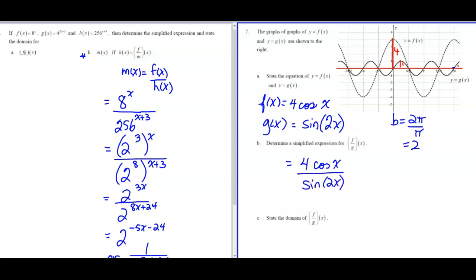And get your formula sheet out if you don't remember: what's the identity for sine of 2x? It is 2 sine x cos x.